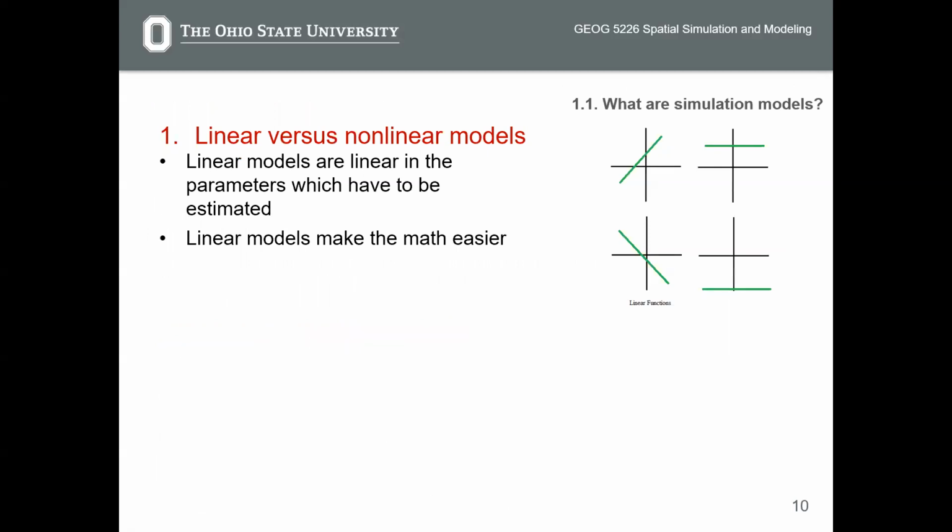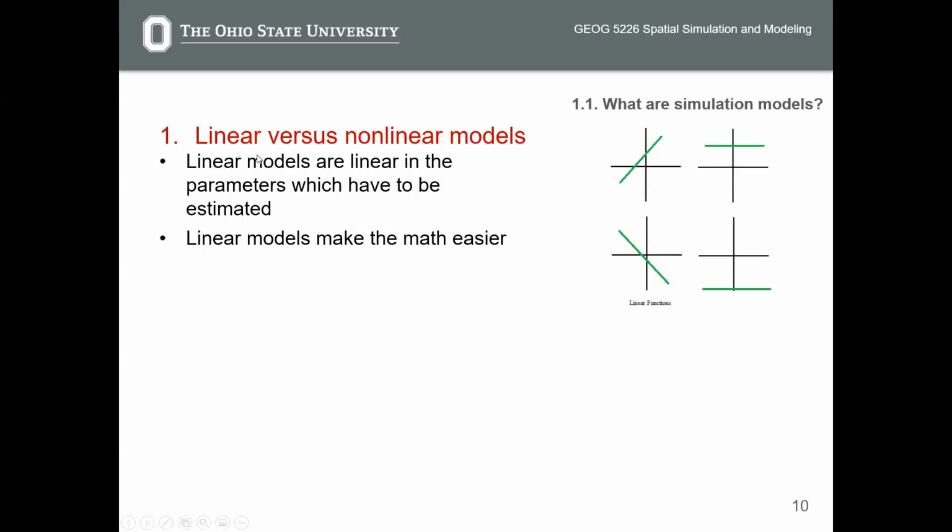Linear mathematical models versus nonlinear models. Okay, linear models are linear in the parameters which have to be estimated, and they are the simplest models in mathematical modeling. It means that the input and the output of the model are linearly correlated to each other. Their mathematical relationship is linear.